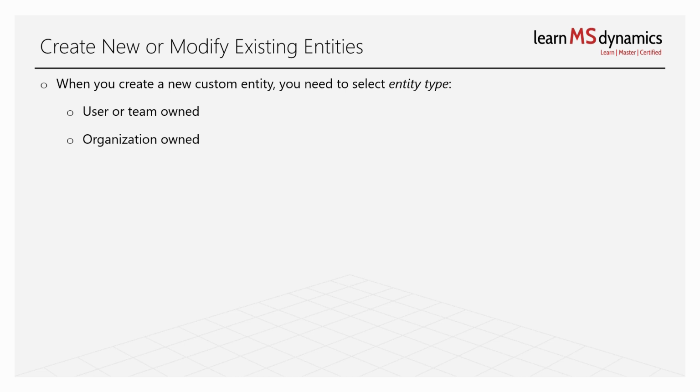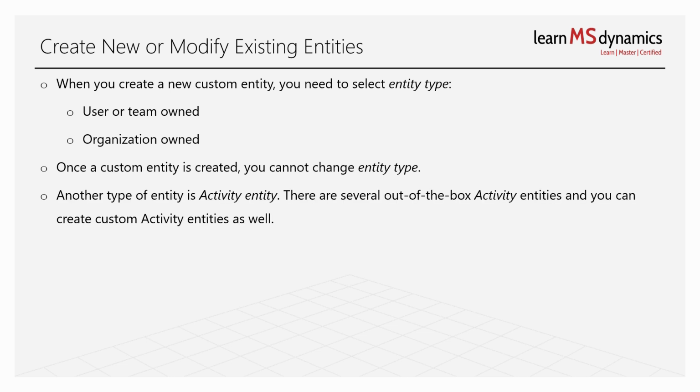When we talk about organization owned, it means that there is no single owner. It means it will be visible to all the users available in Dynamics 365 if they have been given access. So we'll discuss the access levels and privileges when we go into the security module. But for now, you can just understand that when you create a new entity, you need to define whether the entity will be user or team owned, or it will be organization owned. So once the entity is created, you cannot change the entity type.